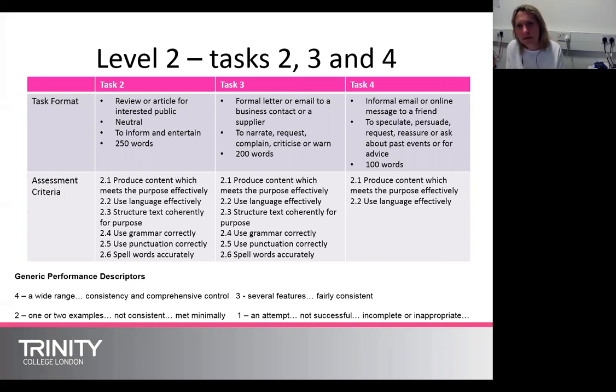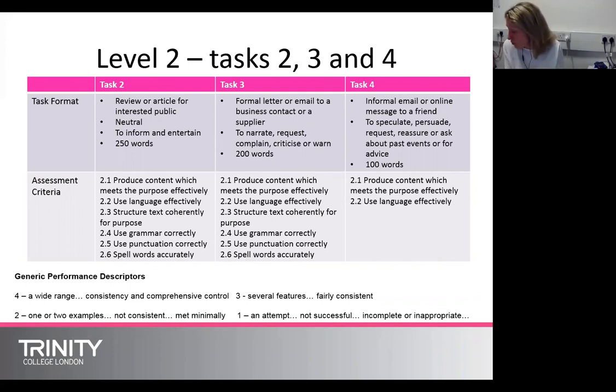It will tell you the language that you need to use. In terms of using language effectively, it will tell you which language you need to use, and it will, to some extent, be reflected in the lexis that candidates have to use. So 6 assessment criteria in task 2 and task 3. And similarly to level 1, task 4 is a short task, and there are 2 assessment criteria that candidates are assessed against.